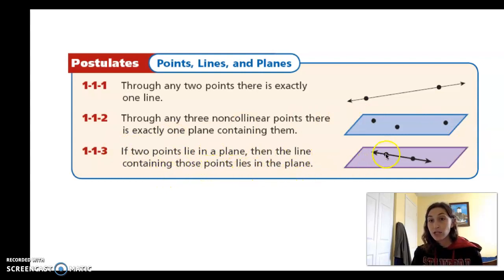Now, if 2 points lie in a plane, then the line containing those points lies in the plane. So if I have 2 points in the plane, we know that it will create a line. 2 points always create a line. So then we know that those 2 points and that line lie in the plane. So whatever 2 points you're ever given, if you put them together, there's always a line that goes between them. If 2 points are in a plane, then there is a line in the plane. And we're going to get into more of this later on in the course.